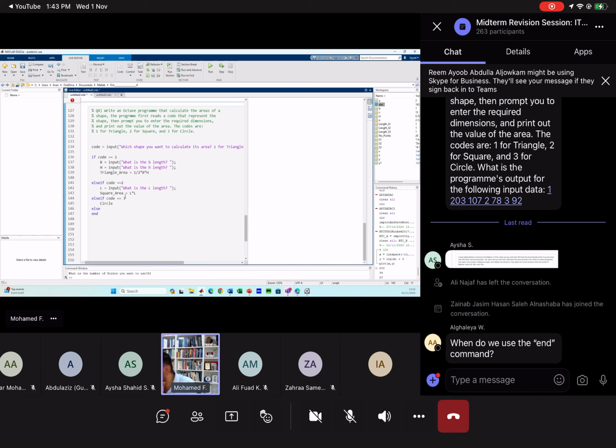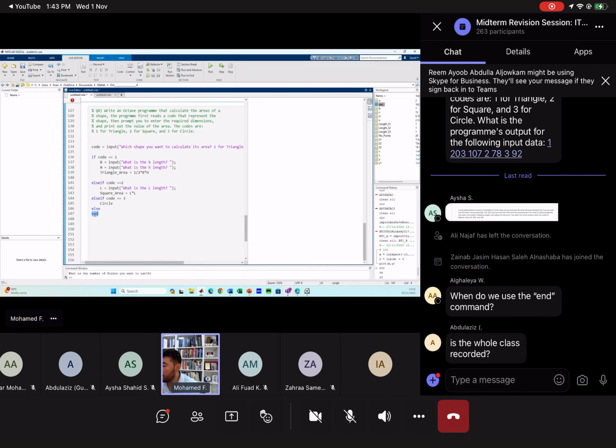When do we use the end command? Actually, I'm using MATLAB, but end and endif are the same. End and end function are the same, even in Octave. But they have specific ones, so you can know that this is the end of the function, this is the end of the if statement, and so on and so forth. Yes, they are recorded, yes.